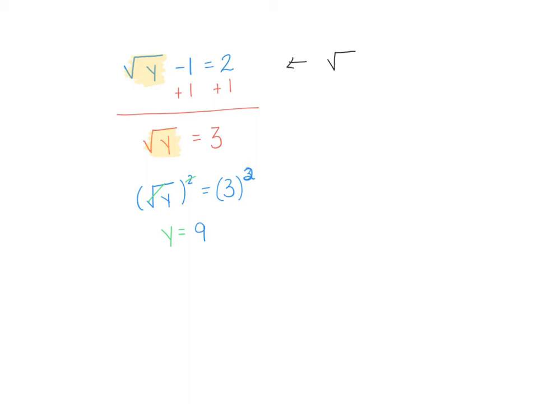So is the square root of 9 minus 1 equal to 2? Again, we have to do the radical first. It acts like parentheses in the order of operations. So the square root of 9 is 3. Is 3 minus 1 equal to 2? And it is, so our answer checks. So we know that our answer is y equals 9.